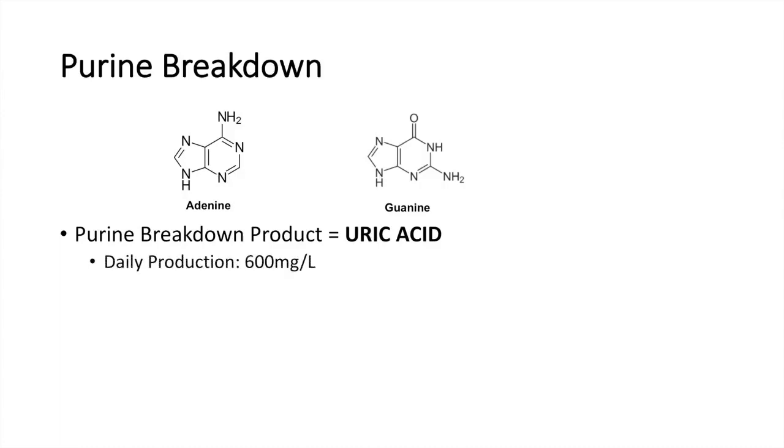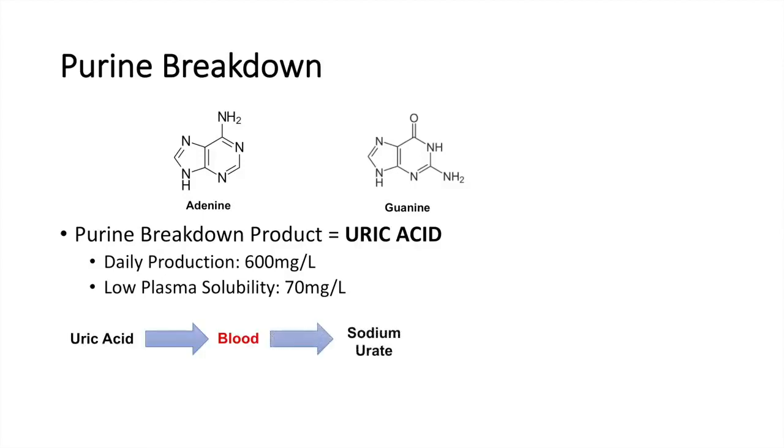Now, the daily production of uric acid is estimated to be about 600 milligrams per liter, and it has a very low plasma solubility of 70 milligrams per liter. So uric acid enters the blood, it becomes sodium urate, and it goes to the kidneys and is excreted as urine. So this process is critical to get rid of uric acid from the blood.